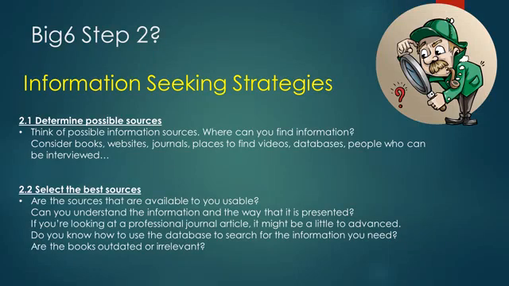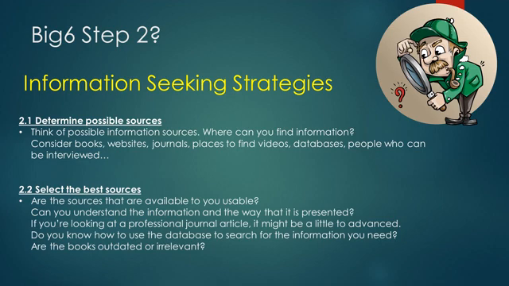Once you've answered your question, or you've gathered the topics that you need to find information for, now you need to actually look at your information seeking strategies. And this is Big Six Step 2. So 2.1, determine the possible sources. Where is your information going to be? Where can you find information? Consider books, websites, journals, places to find videos, databases, people who can be interviewed or answer questions about it. So what you're thinking about is, where will I find the answers to the questions I asked in the previous slide? 2.2, select the best sources.